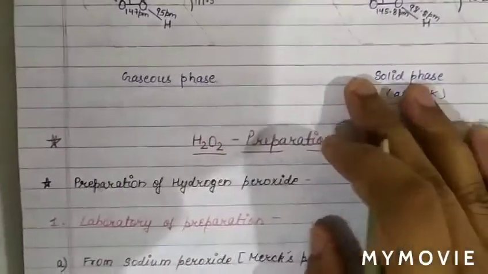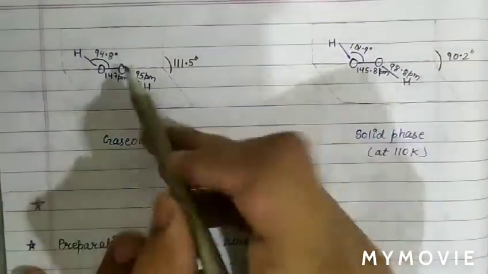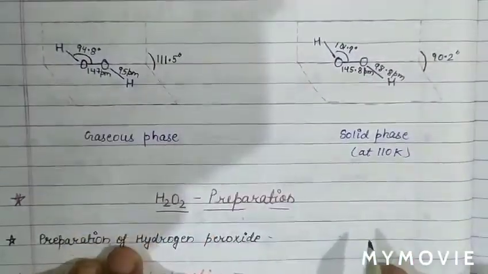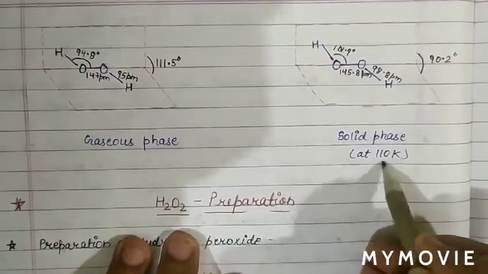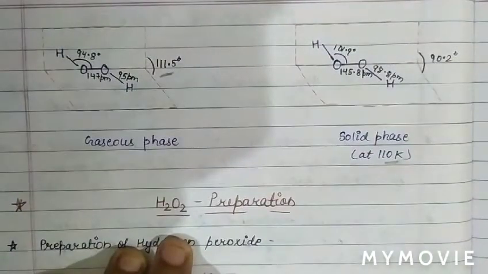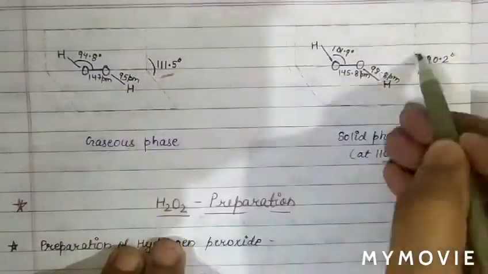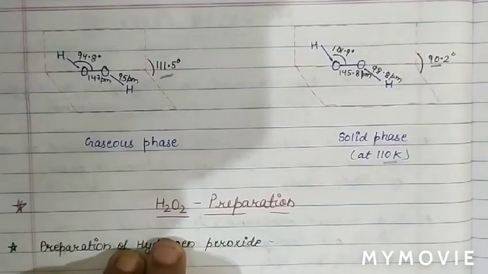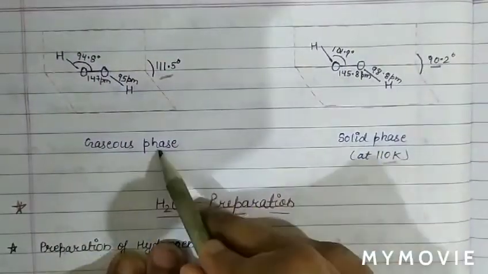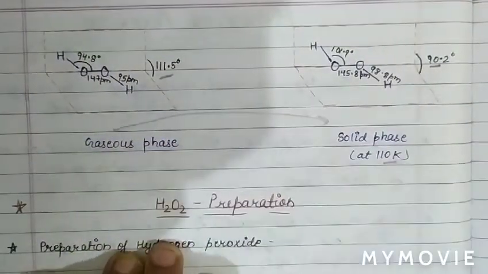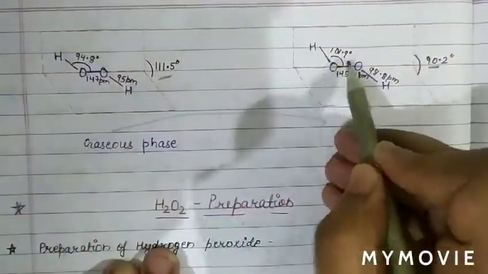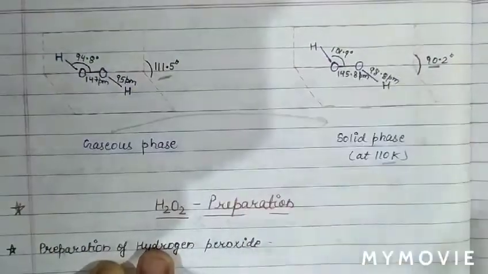See the structure in the gas phase. This is the open book-like structure. We can see the difference between the structure in the gas phase and in the solid phase. The solid phase exists at a temperature of 110. In the gas phase this dihedral angle is 111.5, while in the solid phase it decreases to 90 degrees when the phase changes from gas to solid. And also see the HOO angle increases from 94.8 to 101.9.